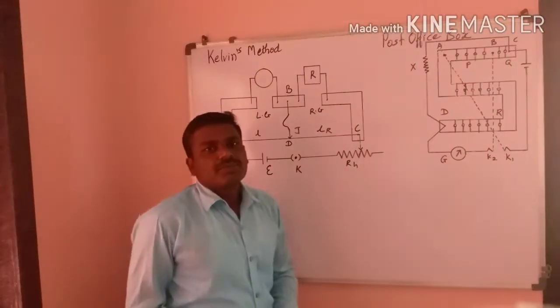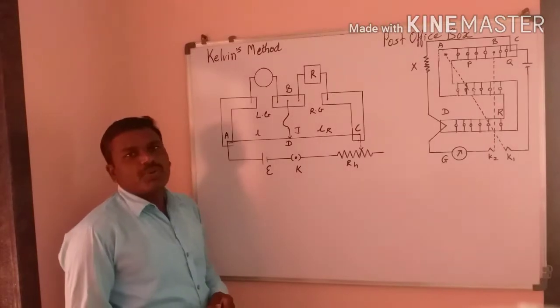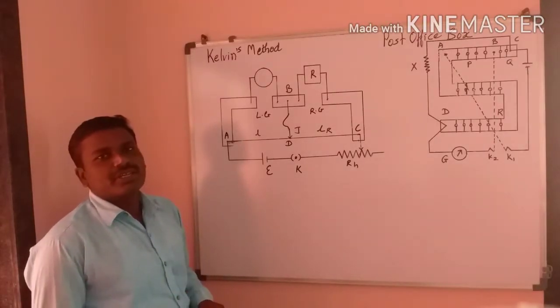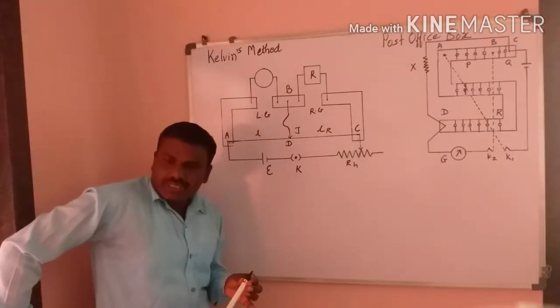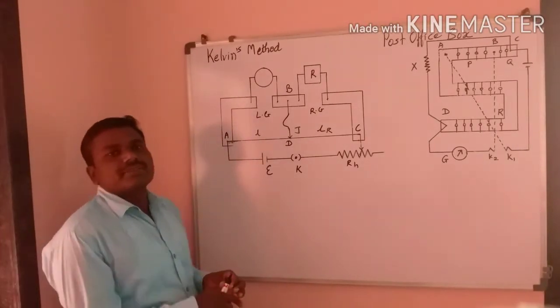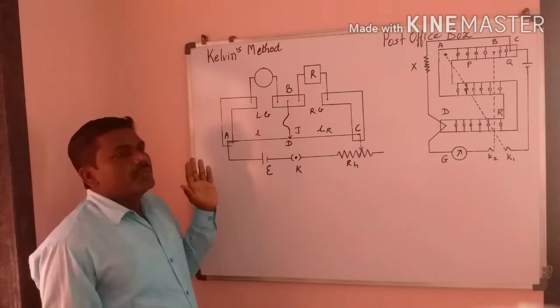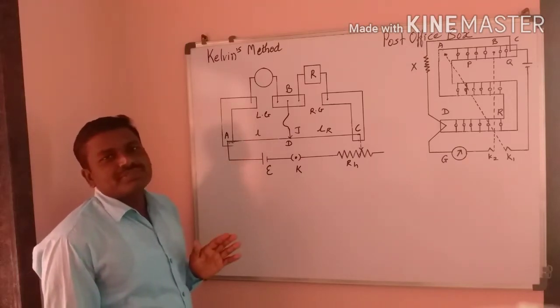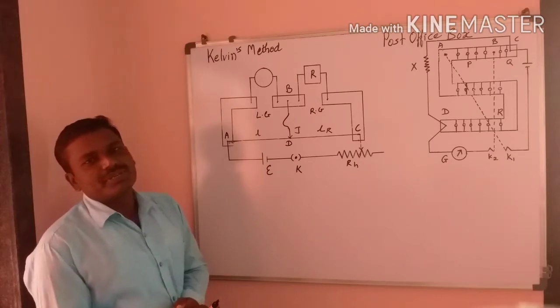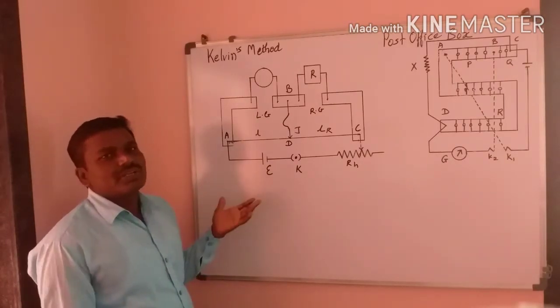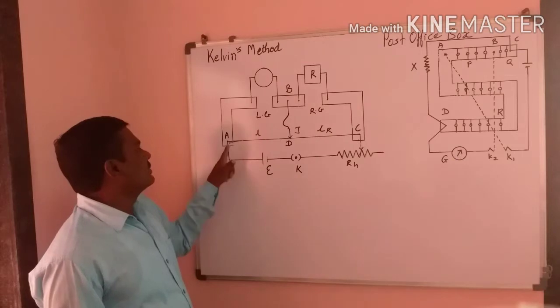Hello friends, today we will learn the next point of the chapter current electricity, in that Kelvin's method. We learned in the last lecture the meter bridge. The length of that meter bridge is 1 meter, that is 100 centimeter. In Kelvin's method, we also use that meter bridge.